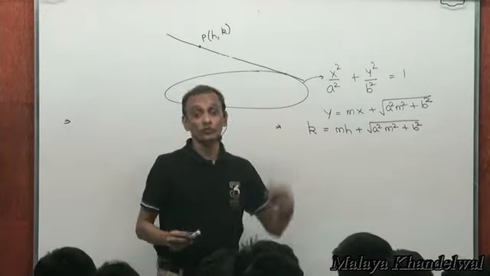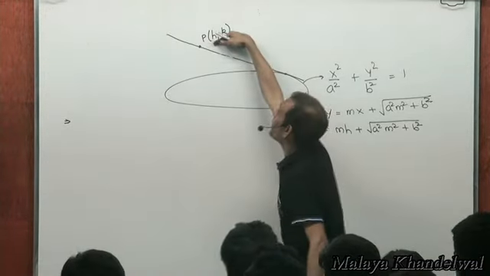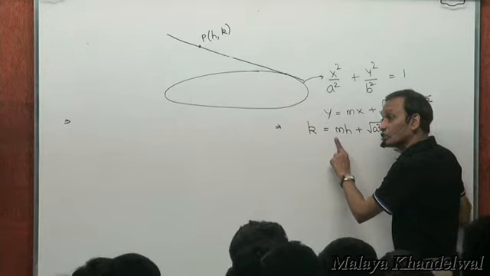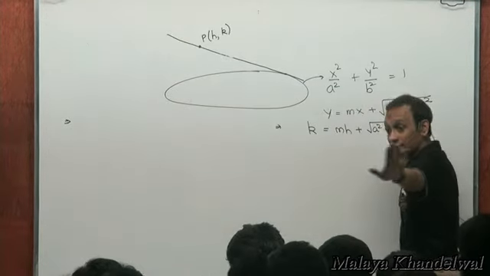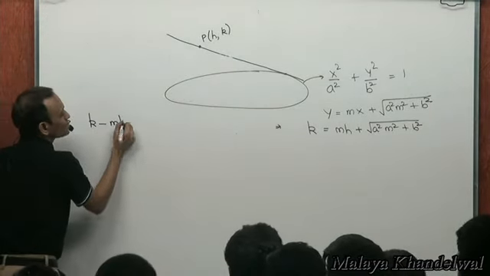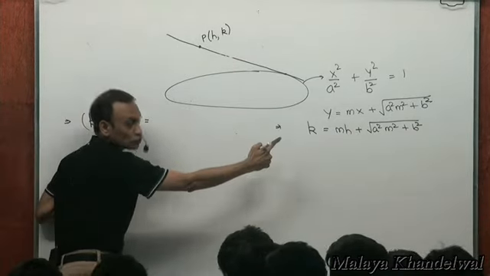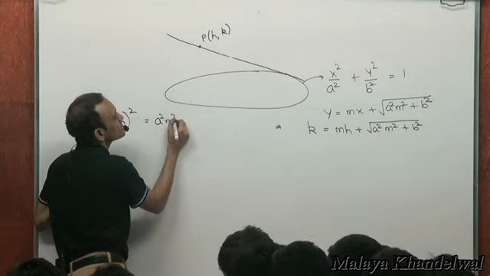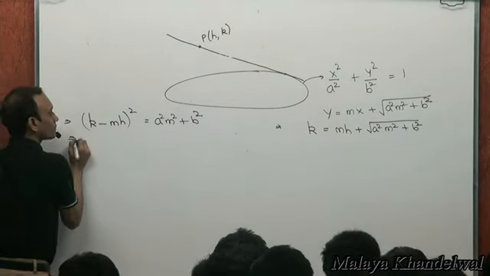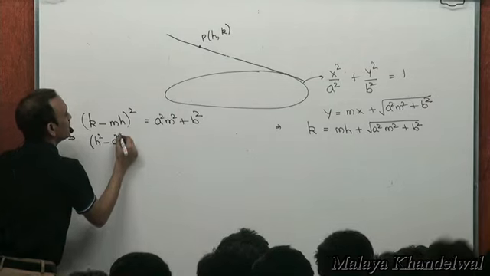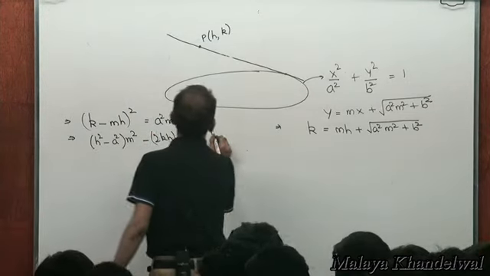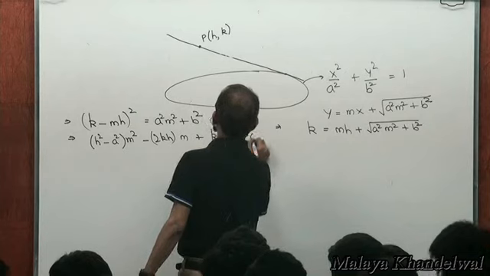Now if I solve for m, what would I get? I would get the slope of the tangent drawn from h, k to the ellipse. Yes or no? So (k minus mh) whole squared, in my attempt to solve for m, would be a squared m squared plus b squared. That gives (h squared minus a squared) m squared minus 2kh m plus (k squared minus b squared) equals 0.